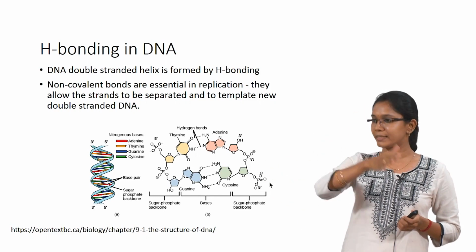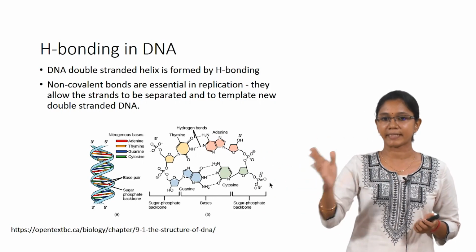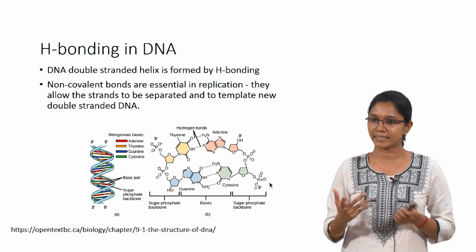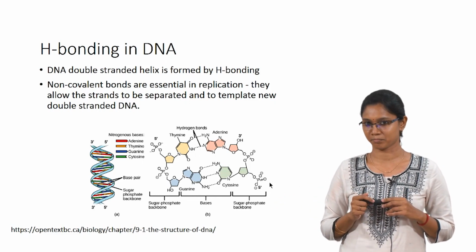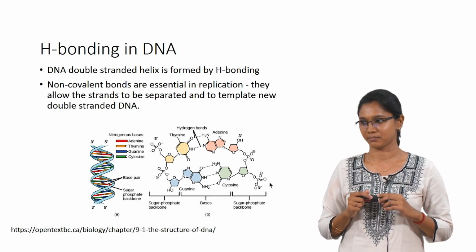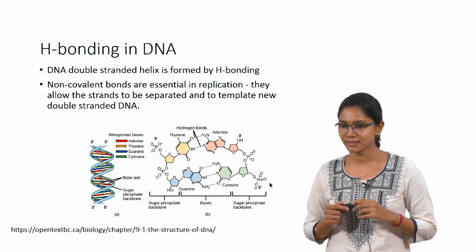So, we have adenine and thymine, guanine and cytosine, and always the bond is between A and T, G and C. Does anyone know why it is always between A and T and G and C? Why not the other way? Because the interactions won't be stable as it is. Okay, what interactions?